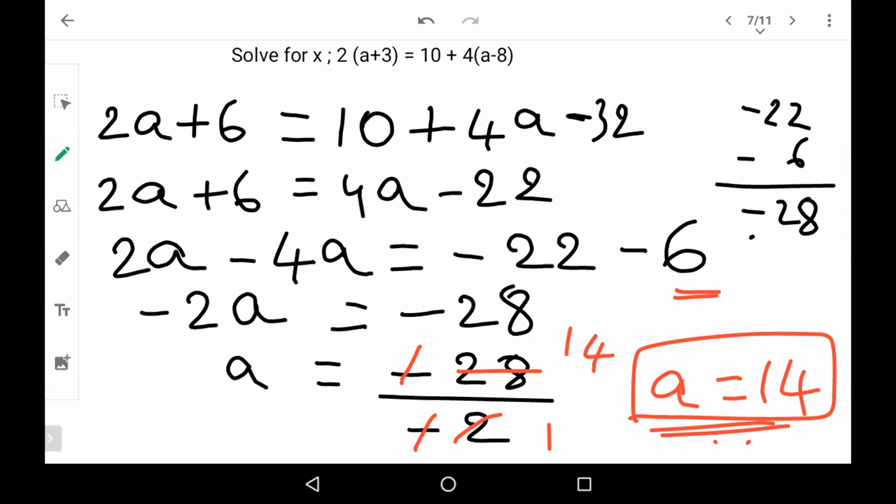Understood? Also understood where you people went wrong? What is the mistake you people made? So you'll have to be careful while solving with the signs. Can we go for the next problem? One more problem.